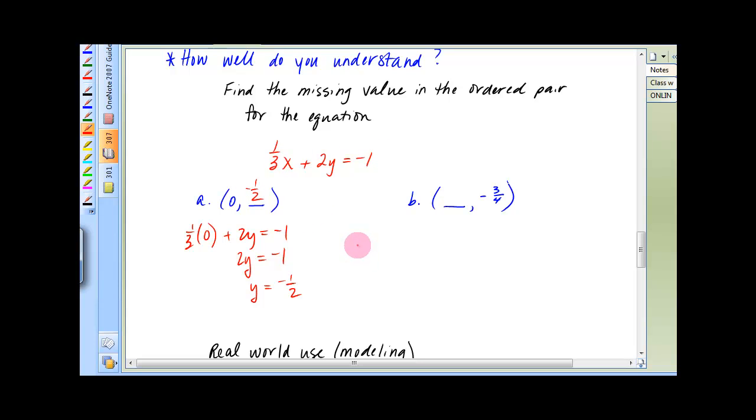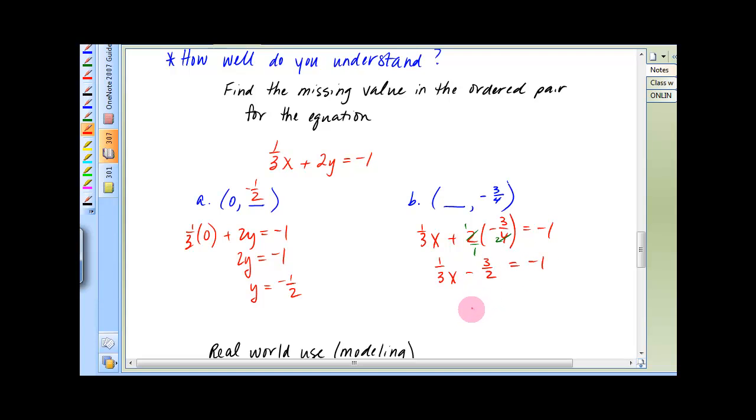Okay? So we're doing the same thing we just did in that table, it just looks a little different. Let's try it again over here. This time I have 1/3 x plus 2 times -3/4, because I'm plugging in -3/4 for y, is equal to -1. Alright, so 1/3 x. We're multiplying 2 times -3/4. I can picture this 2 over 1 reducing before I ever multiply. That gets rid of that, the 4 becomes a 2, and I'm left with -3/2 is equal to -1.